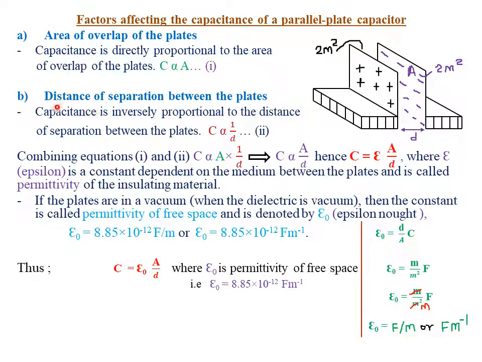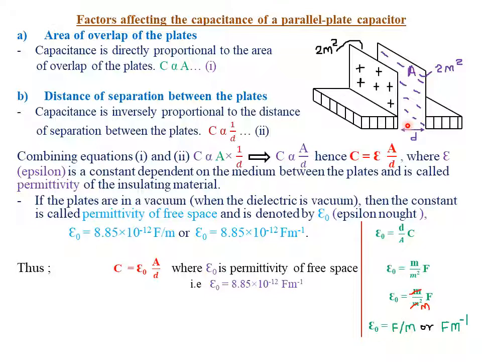Then the second factor that affects the capacitance of a parallel plate capacitor is the distance of separation between the two plates. To understand this better, just like for magnets, remember, if the poles of a magnet are closer to each other, that is when the magnetic forces are strong. If the poles of a magnet are far away from each other, then the magnetic force will be very, very small. For example, you can take a magnet with a nail or any magnetic material.